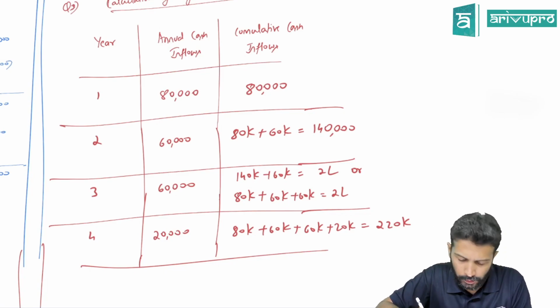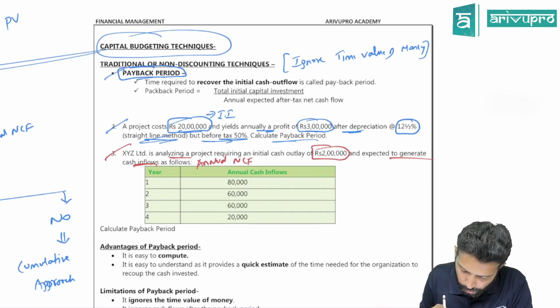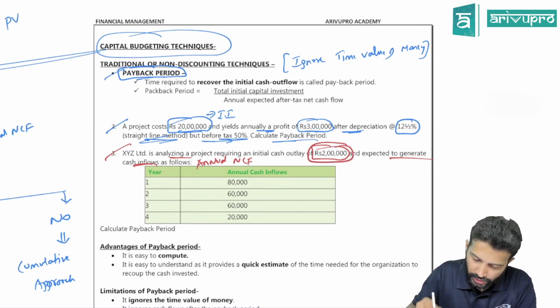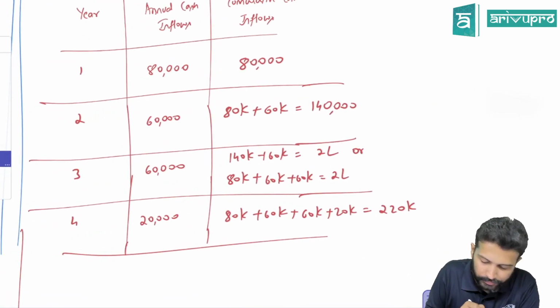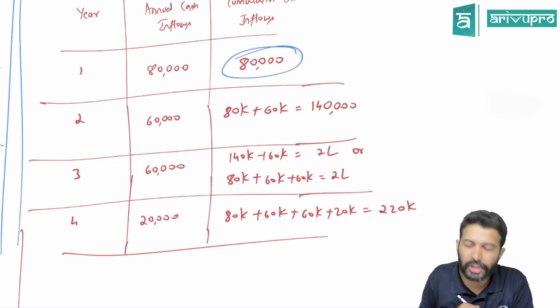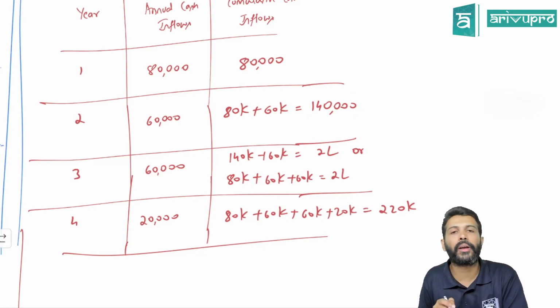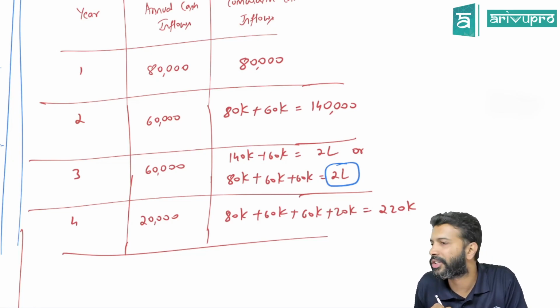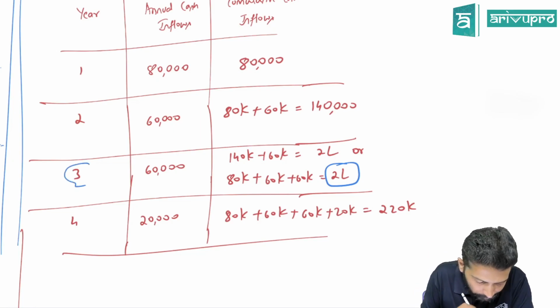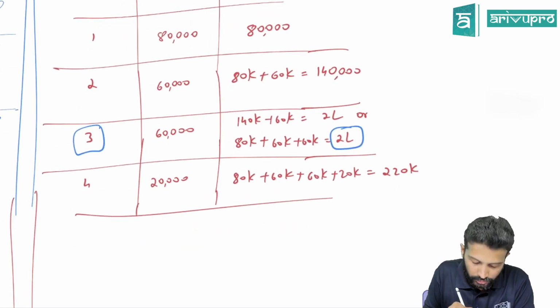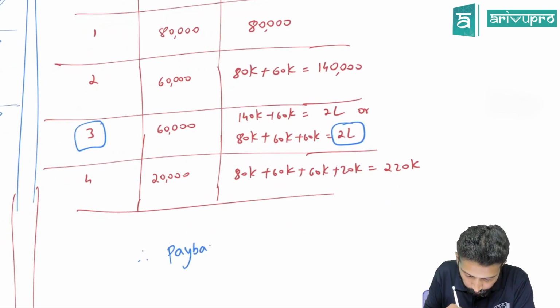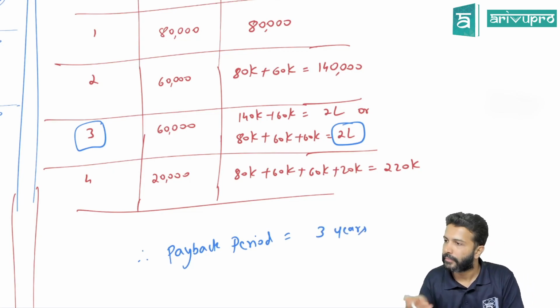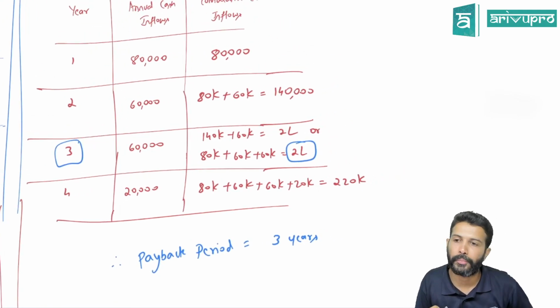Pretty straightforward. Okay. How much did you invest for this project? 2 lakh. Now check this 2 lakh, which year are you recovering? First year, totally you recovered how much? 80. By the end of second year, totally you recovered how much? Third year, you have recovered how much? 2 lakh. And what was your initial investment? 2 lakh. Therefore, payback period, you are recovering by end of which year? Therefore, your payback period happens to be 3 years. Easy. That's all. Any confusion?